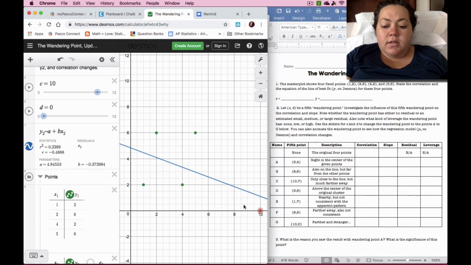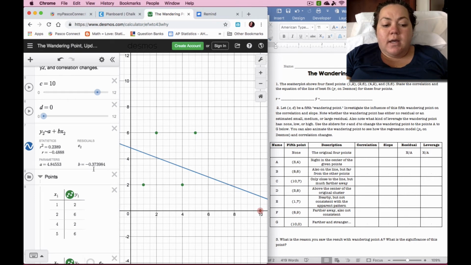10, 0 is even further away from the other points and out of the pattern. It's not consistent with what we had going on. All right, so this is going to greatly change my slope, which it does. It makes it go from a positive slope to a negative slope. It's also going to change my correlation. So my correlation is now negative 0.488, and my slope is now negative 0.3739.